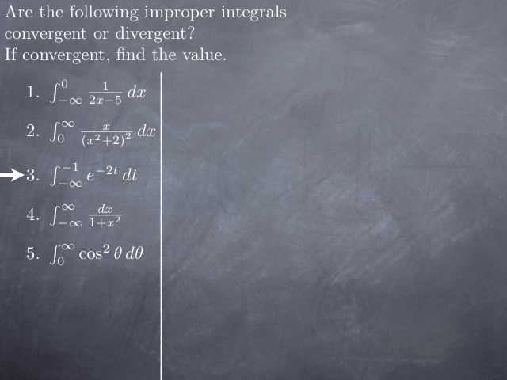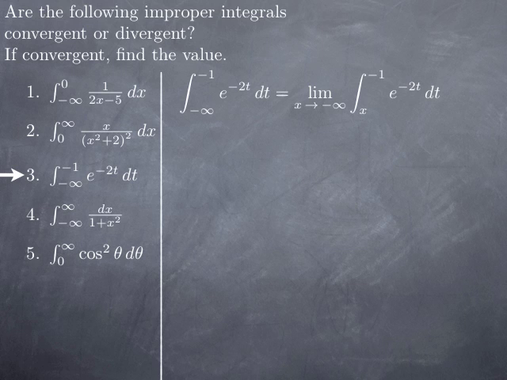In the third case, we integrate e to the negative 2t from negative infinity to negative 1. Again, we start out with a definition in terms of limits. This integral is just a limit as x goes to negative infinity of the integral from x to negative 1 of e to the negative 2t dt. We use x when we were using t in the previous cases simply because now t is a variable of integration, so we need another variable for the limit.